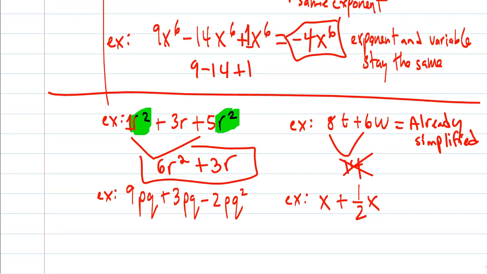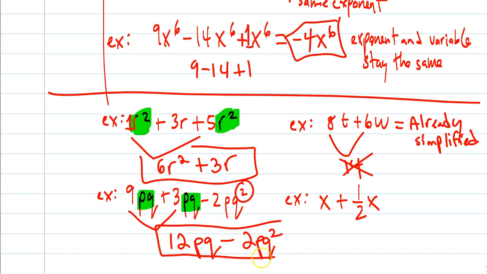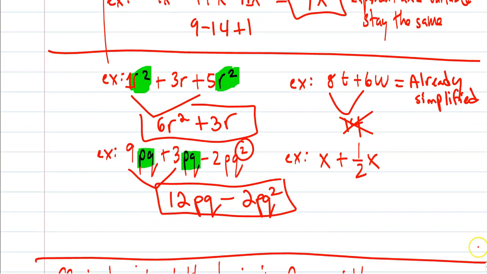Kicking it up a notch. 9pq plus 3pq minus 2pq squared. Well, these all have pq's, but for them to be like terms, they have to have the same variable and the same exponent. This squared makes this one not like the other ones. So when I go to combine this 9 and 3 gives us 12pq minus 2pq squared. Remember, the issue is that the 12 is 12, a p and a q, and this is 2pqq, not like terms, so don't combine those.